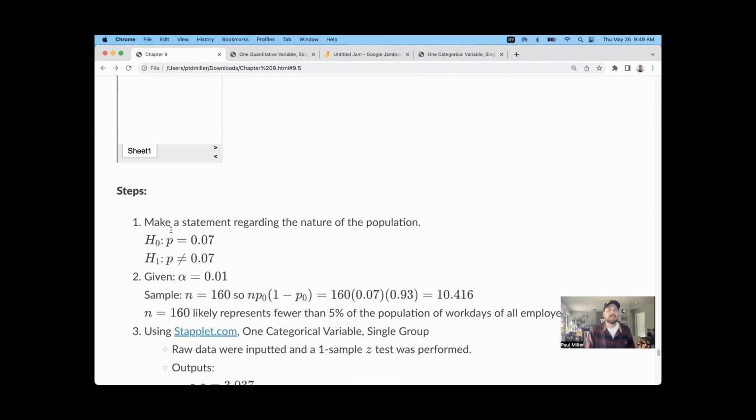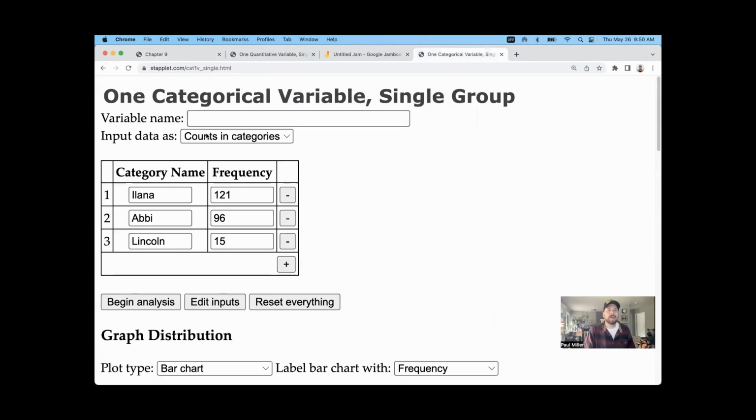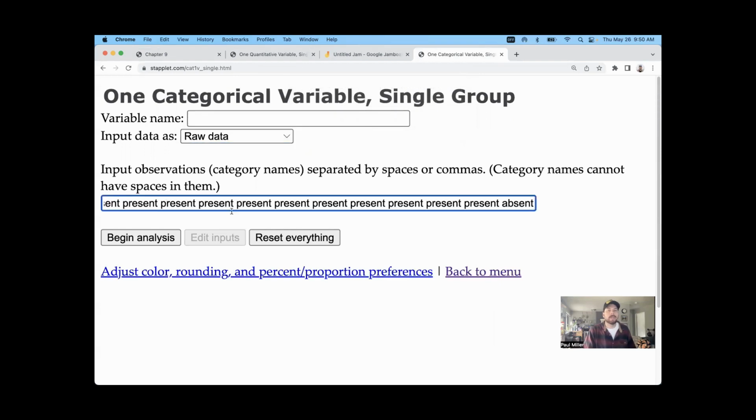It feels silly to have raw data on these problems, because it's like, why didn't you just tell me how many of each you had? But I wanted to give you an example of that. So I'm going to copy that data set, go back to raw data in this categorical and paste that there.